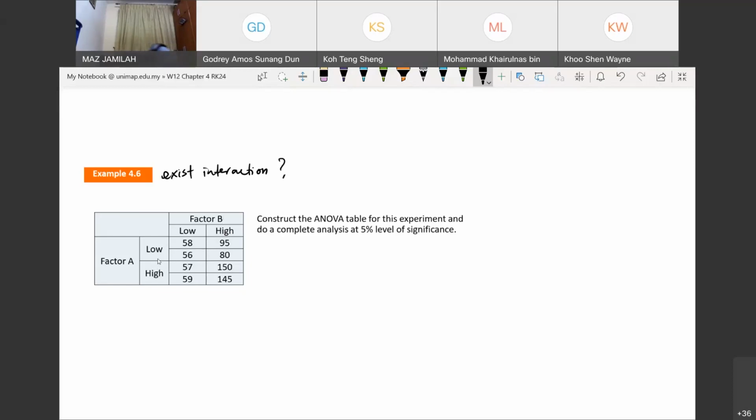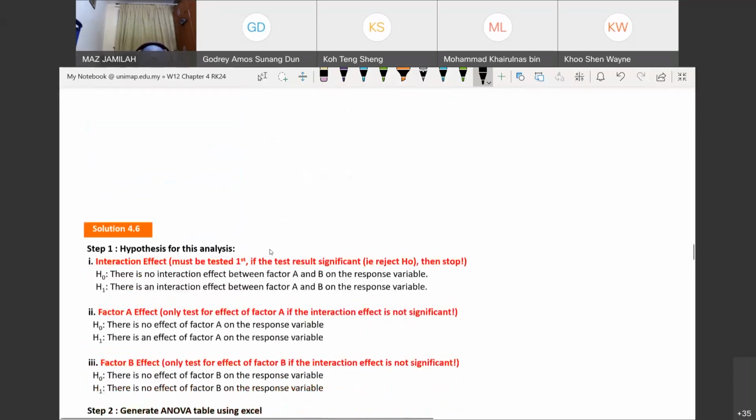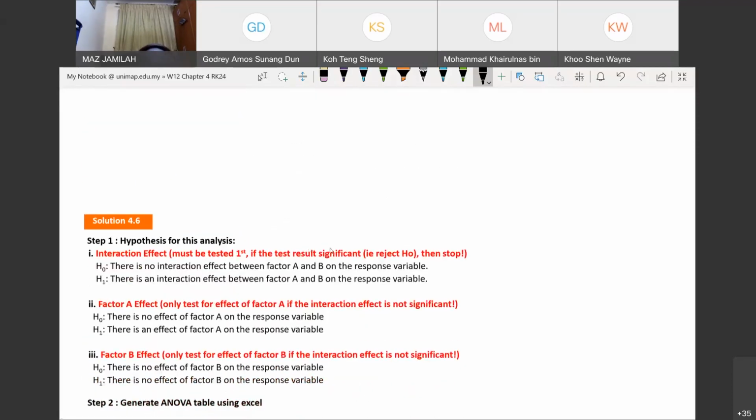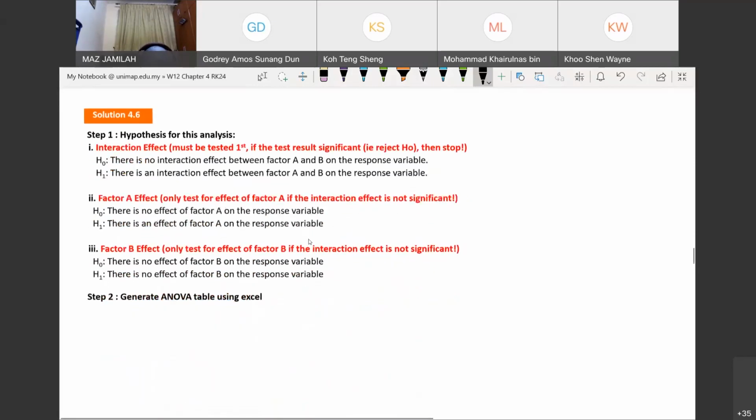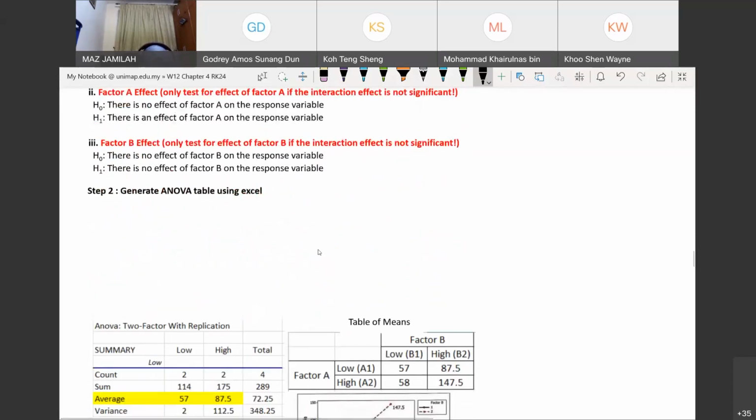Example 4.6 you can find on page 141. Let's say you are given almost the same setting, but now you need to test whether there is an interaction of factor A and B effect or not. Almost similar, come up with the statements for your interaction, factor A and factor B. Then generate your ANOVA table.